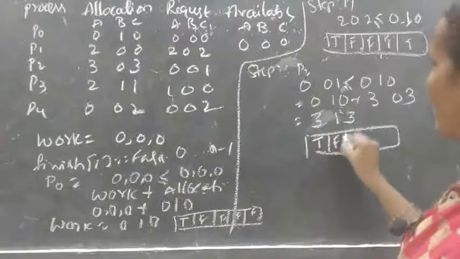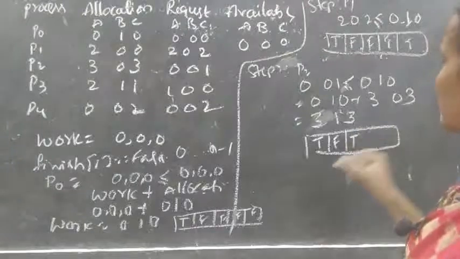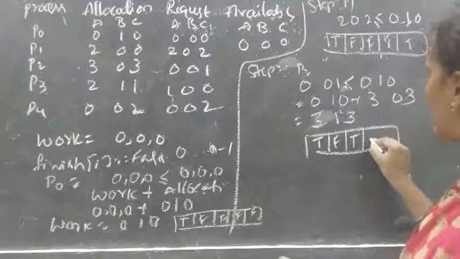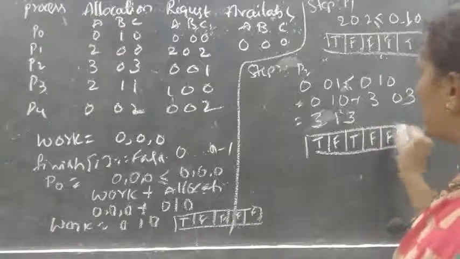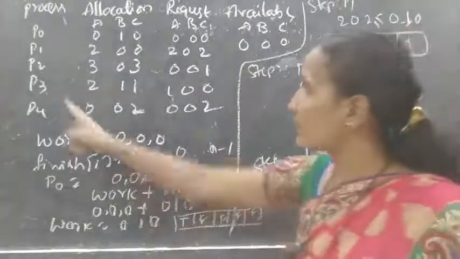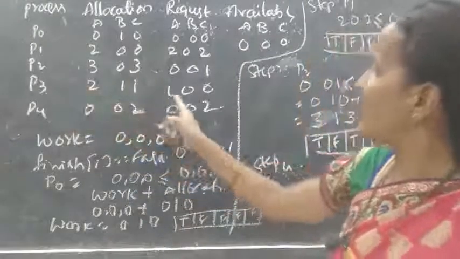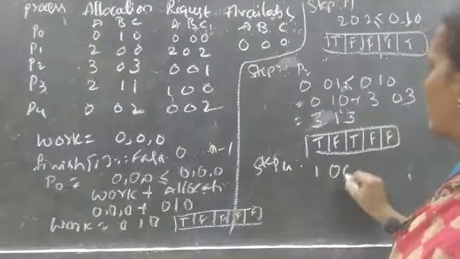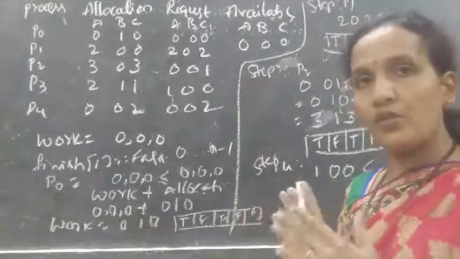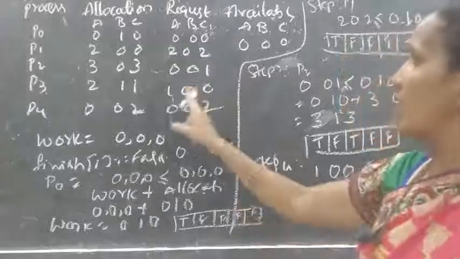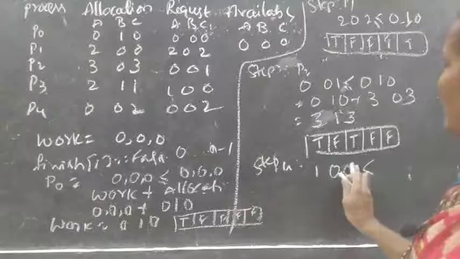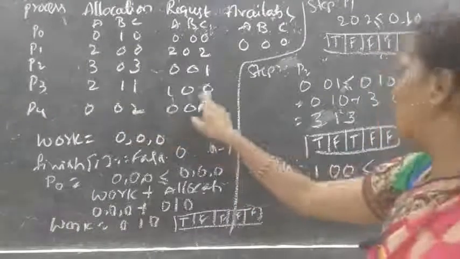Now you can see the chart. True, false, true, because the third one has completed execution. Next, false, false. Now use step 3 for the fourth one. First you need to check the condition: Finish of i equals true or false. It is false. So how much is it requesting? It is requesting 1, 0, 0.